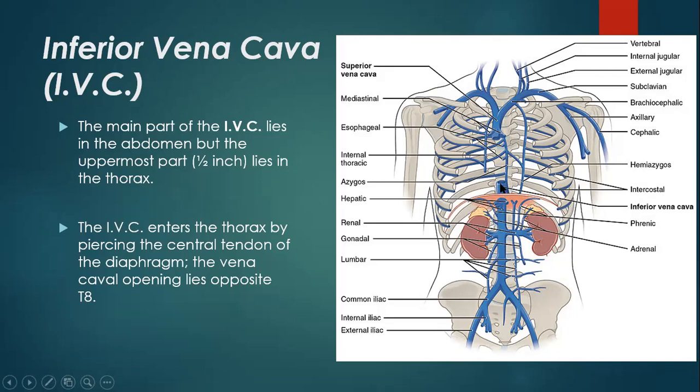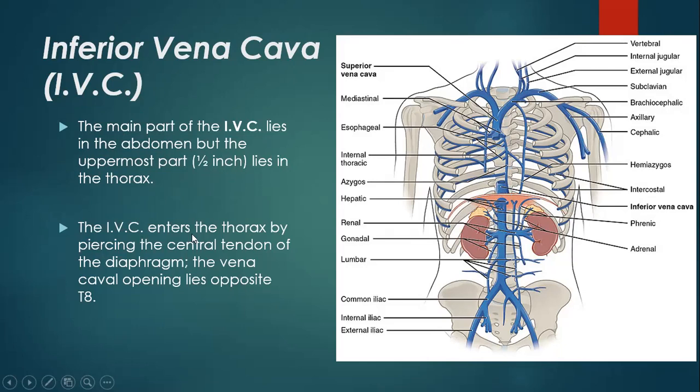Okay, so the inferior vena cava will be very short in the thorax, but the major part of the inferior vena cava will be present in the abdomen. The uppermost part, just half an inch, lies in the thorax. As soon as it pierces the diaphragm and comes into the thoracic region, it will directly open into the right atrium. So it is very short, just half an inch.